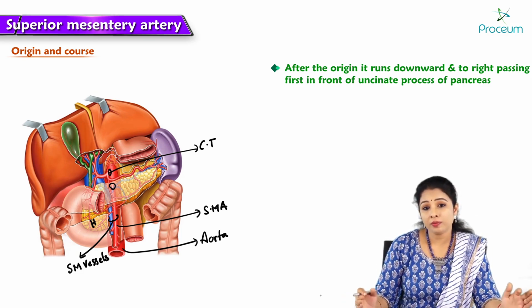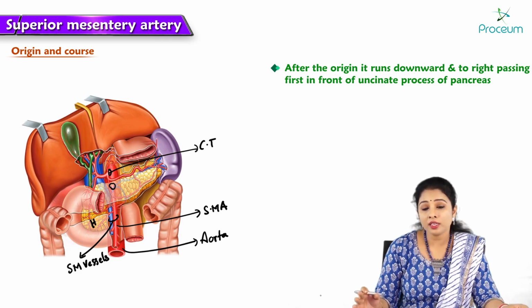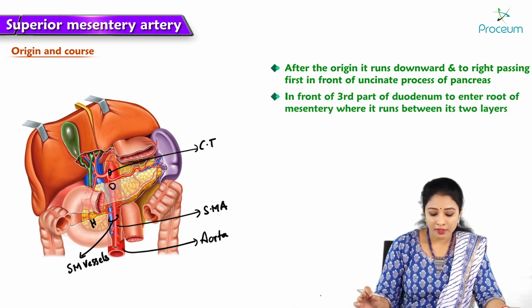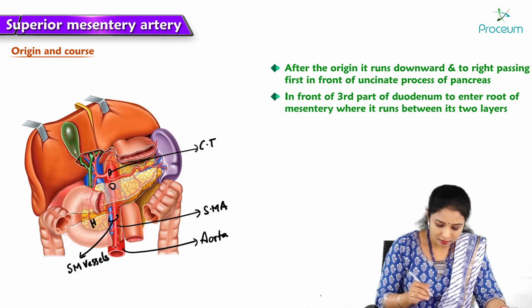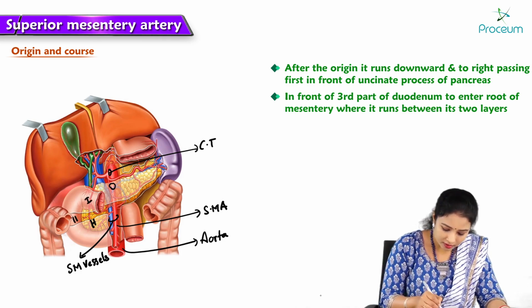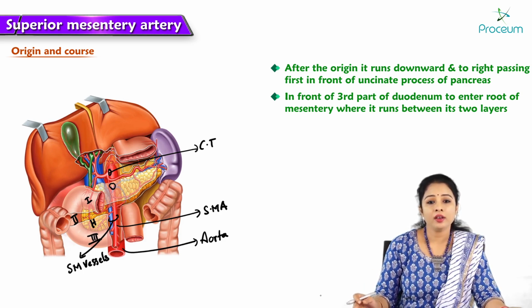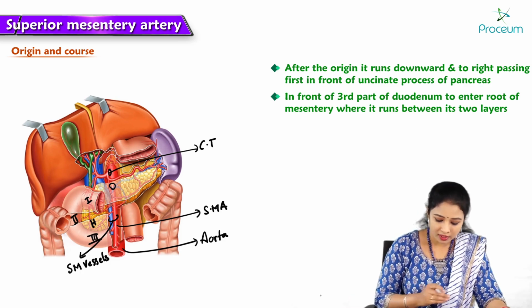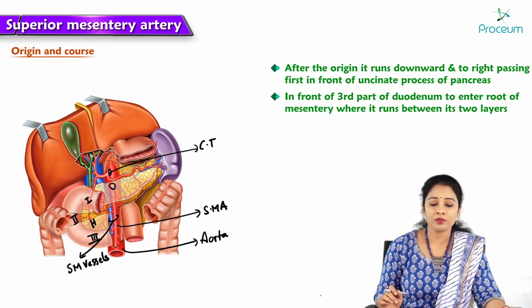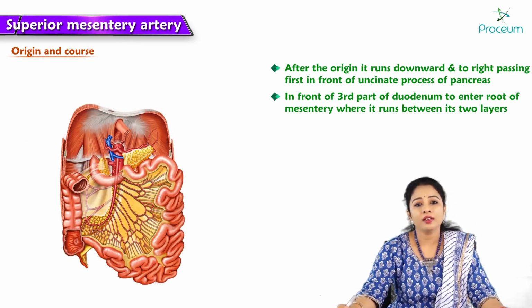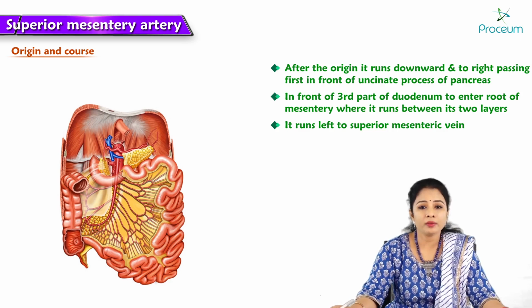So it runs passing in front of the uncinate process of the pancreas, in front of the third part of the duodenum. So this is the first, this is the second, and here is the third part of the duodenum. So it lies in front of the third part of the duodenum to enter the mesentery, where it runs between the two layers of peritoneum. So further it enters into the root of the mesentery to supply the midgut derivatives. The superior mesenteric artery runs to the left of the superior mesenteric vein.